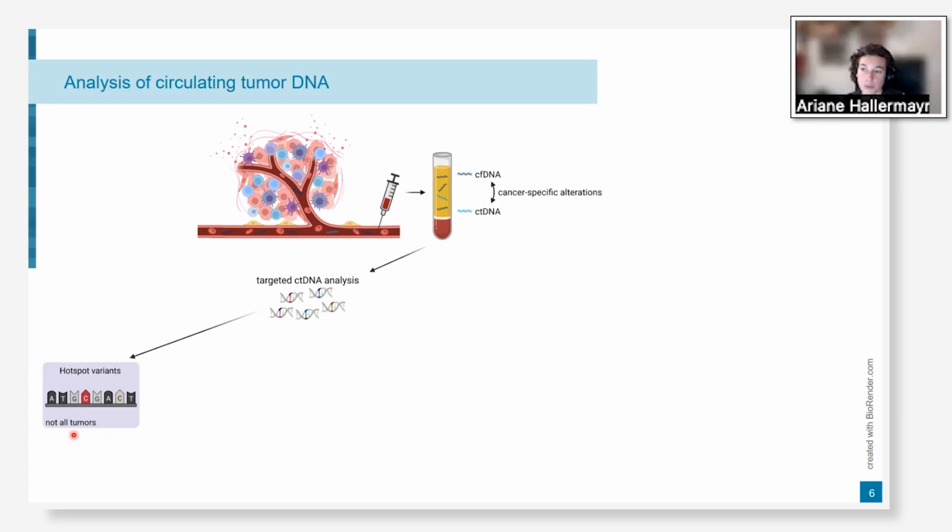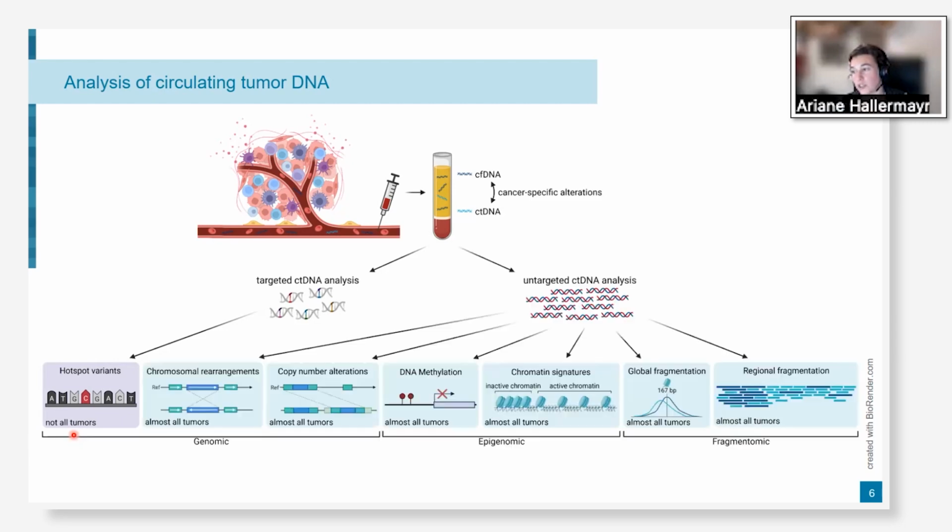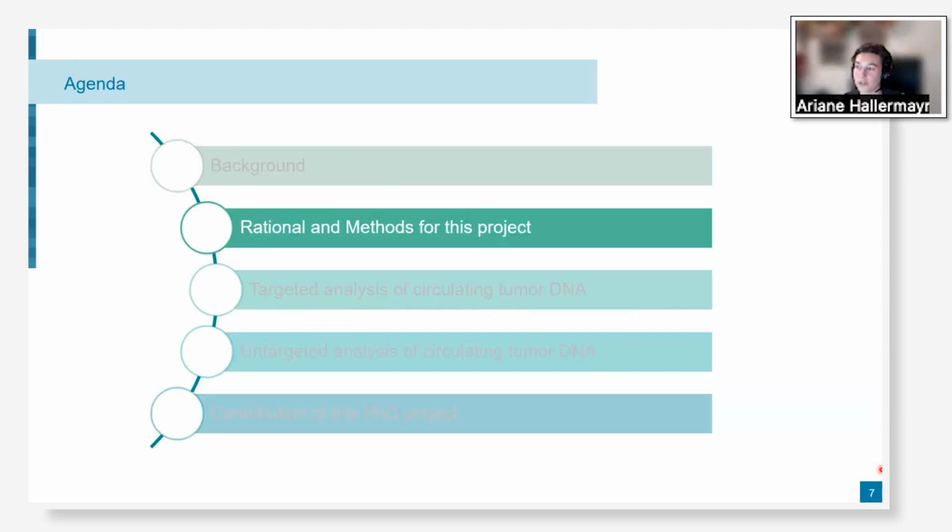However, not all tumors present with such hotspot variants, and therefore an alternative approach such as untargeted ctDNA analysis is really promising, as in this case you are not dependent on the presence of hotspot variants to detect ctDNA. Those untargeted analyses can detect chromosomal rearrangements, copy number alterations, DNA methylation, chromatin signatures, and global or regional fragmentation. And those features specific for ctDNA are present in almost all tumors. So far for the background.